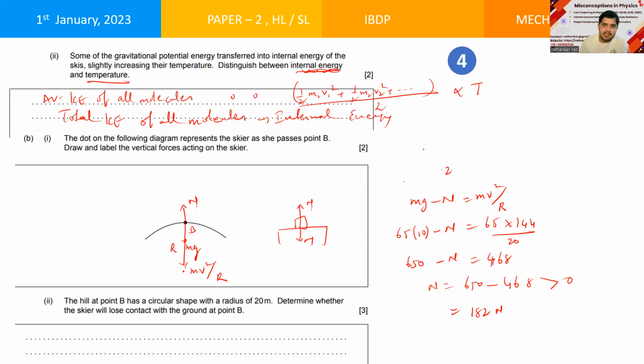The skier has not lost contact with the ground at point P. So I can now say not lost the contact at B. So what you need to do here is, how are the marks being distributed? 3 marks. 1 mark for your FBD, the second mark for arriving at the answer, and finally your conclusion. 3 marks.